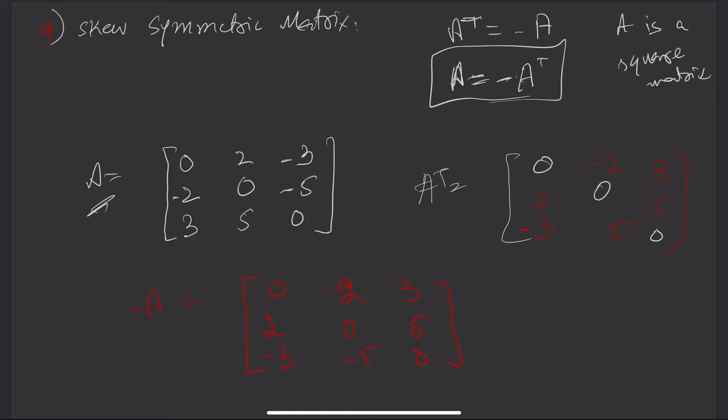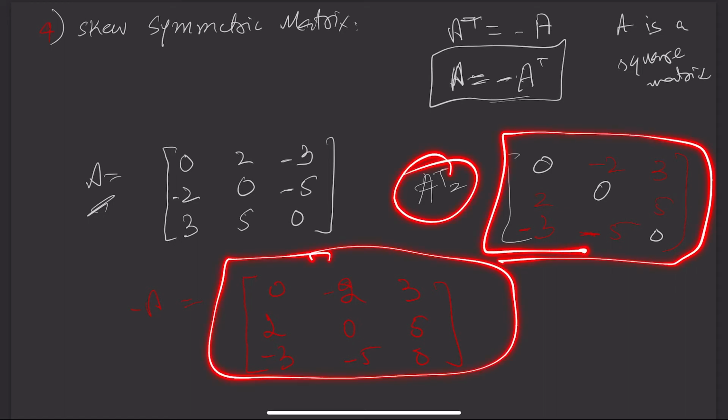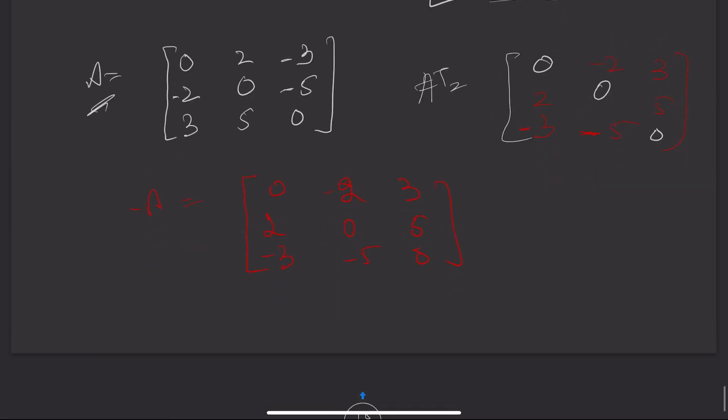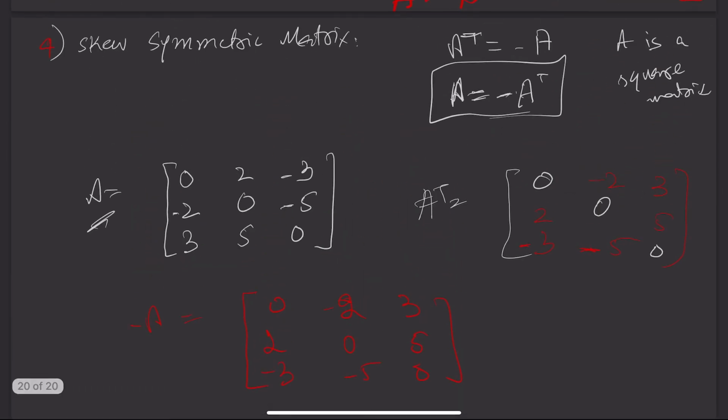Maybe we have made a mistake here. We have taken the transpose here, so it is a negative here as well. So we can see both of these are exactly the same. This is the same as this. So A transpose equals minus A. So that's the skew symmetric matrix. The property of the skew symmetric matrix is, remember, that the diagonal elements are always zero.